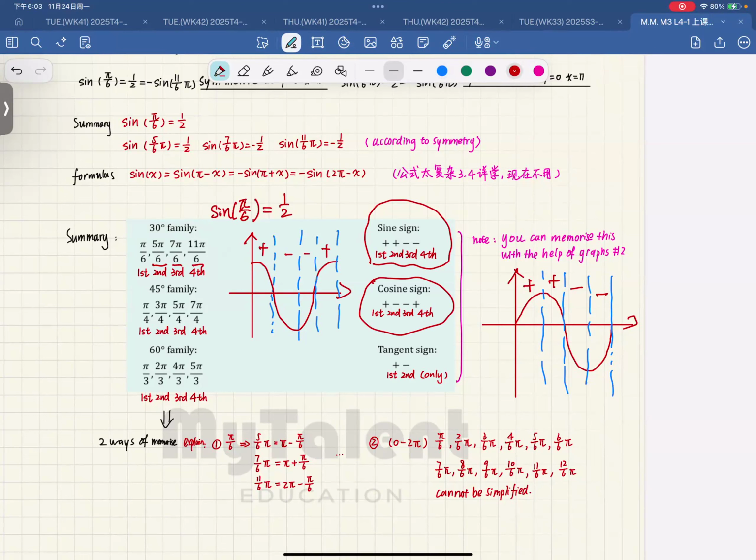Yeah. Oh, the tangent is that. Tangent is positive, negative, positive, negative. Yeah, I know how to draw that, I think. Does that make sense? Yeah. Okay.